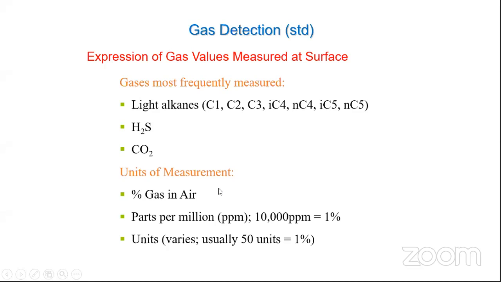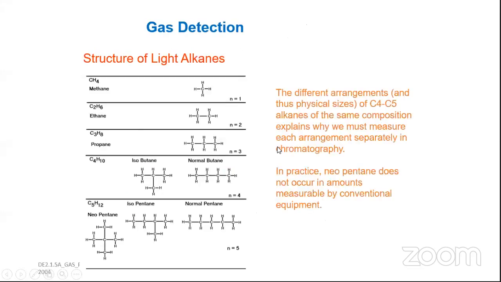Then units of measurement. H2S is measured in ppm because it is very, very low; 10 ppm is already very bad. The total gas is in percentages, or in some places in units. And the other smaller ones are in ppm, parts per million. So this is a very brief overview of the gas.